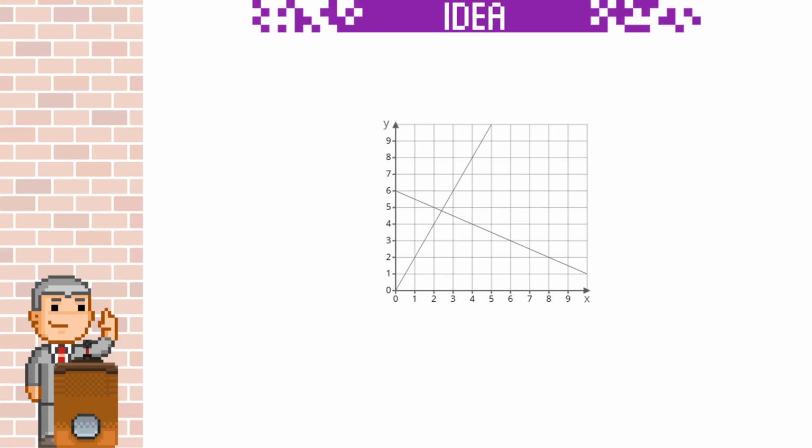These lines are perpendicular, they intersect at 90 degrees. The equations don't seem to have anything in common. One has a gradient of 2, the other minus a half. Perpendicular lines will always multiply to make minus 1. 2 times minus a half does equal minus 1.